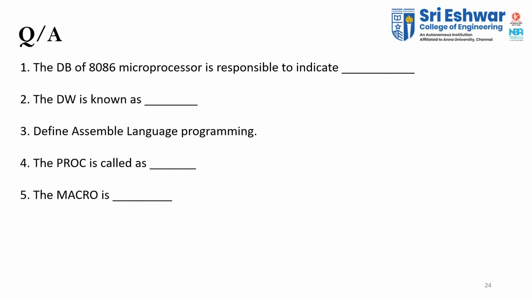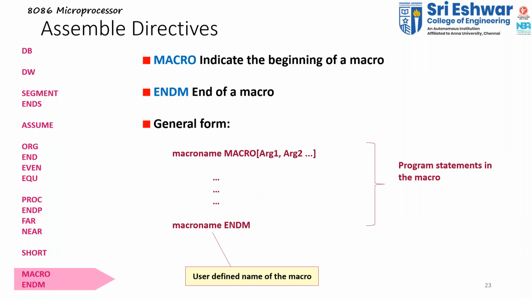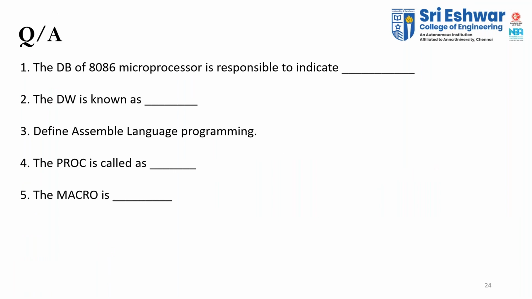Now this is the Q&A session. As we know, these are some of the prescribed assembler directives present in 8086. Assembler directives are nothing but the instructions which we follow in the assembler software to execute a particular application. Simple as that. Now I need to get answers for these five questions.